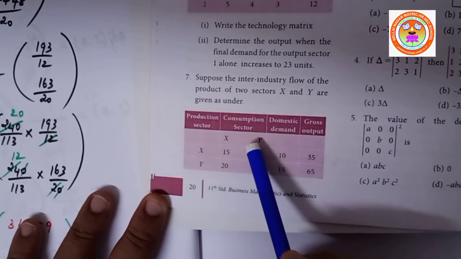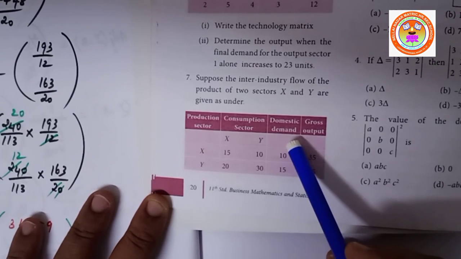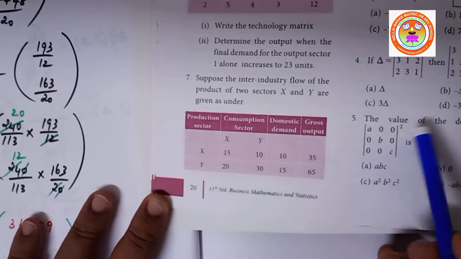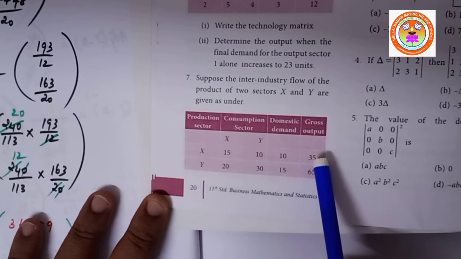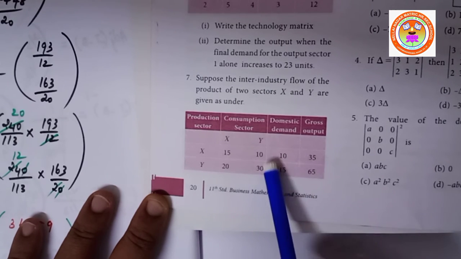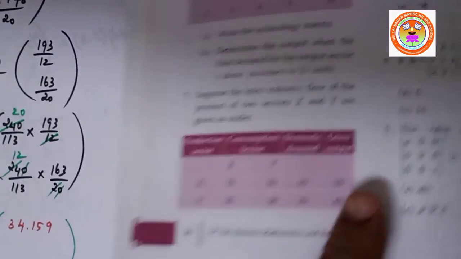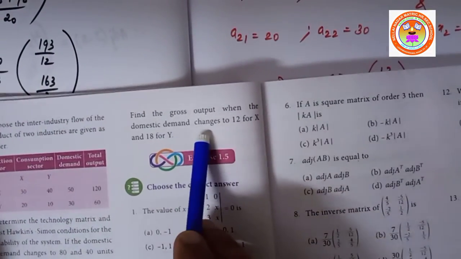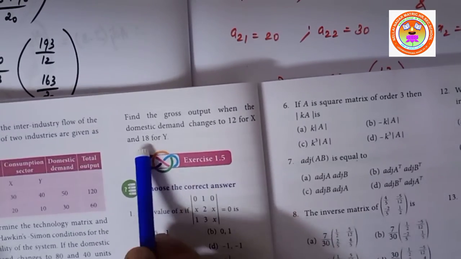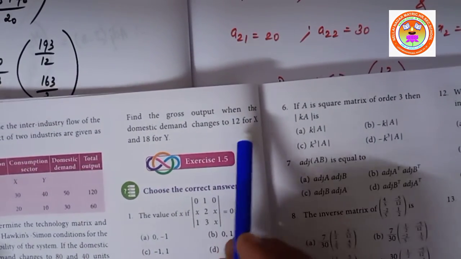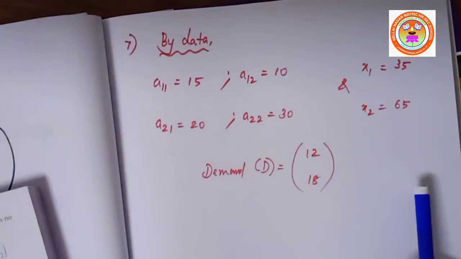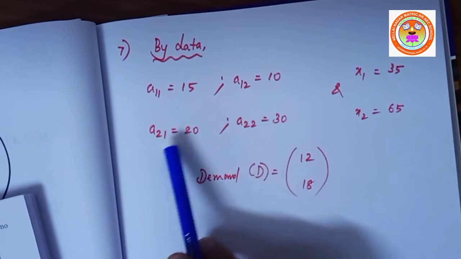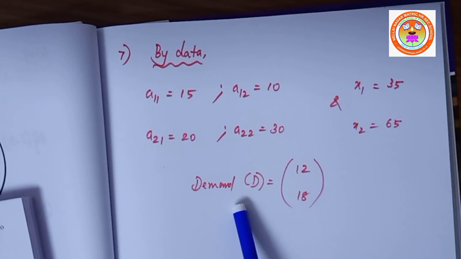You are given the production sector, consumption sector, domestic demand and gross output. Consider A11, A12, A21, A22, and this one is X1, X2. Even though a domestic demand is given, look at that, the demand changes to 12 for X and 18 for Y. So we have to consider the demand matrix as 12 and 18. I have written everything for problem number 7: all the values of A11, A12, A21, A22 and X1, X2, and the demand matrix are given. We have to find out the output.